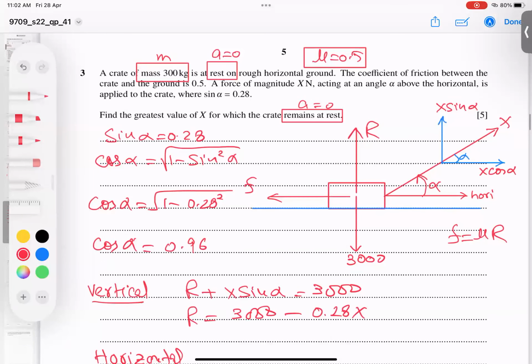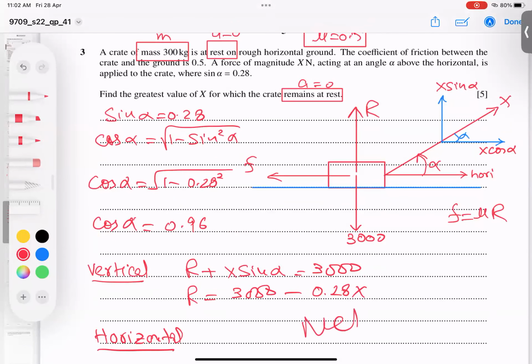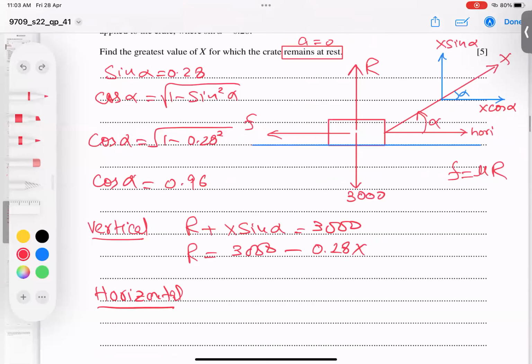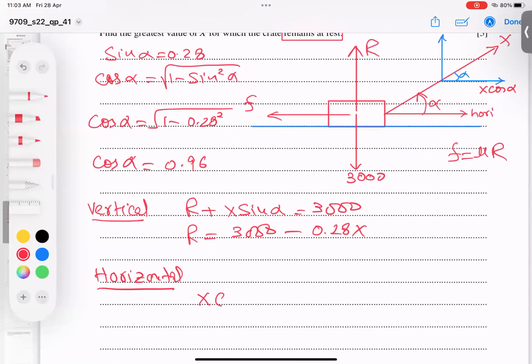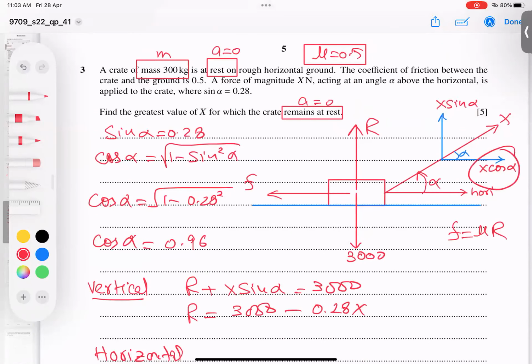When talking about horizontally, I can apply that formula. Net force equals to MA. Even that formula also okay. And x equals 0. Our second option is also correct. Not wrong at all. And second technique, I can say that rightward force should equal leftward force. So I can say x cos alpha. Wait a minute. Yeah, only one force.